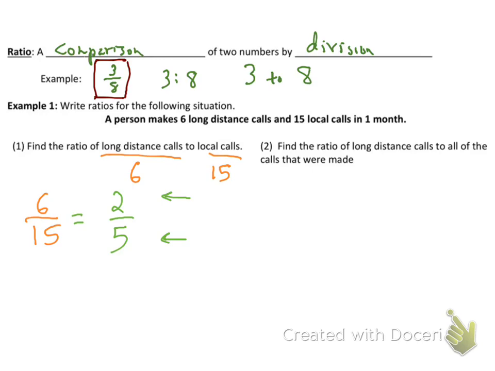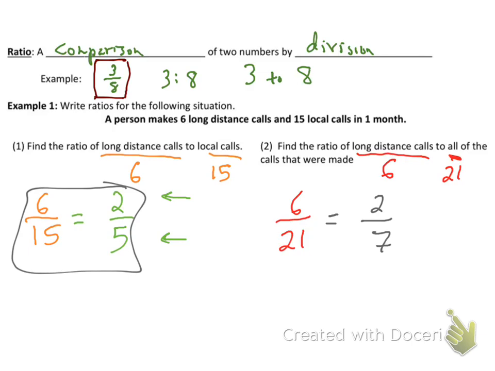Now, the next question is asking us to find the ratio of long distance calls to all the calls that were made. So they made 6 long distance calls, and they made 6 long distance and 15 local calls, so they made 21 total calls. So if I set up that ratio, 6 to 21, then if I simplify that, I'm going to get 2 over 7 because I can divide 3 out of both of those. So this over here is the ratio of long distance to local. Here is long distance to total calls.